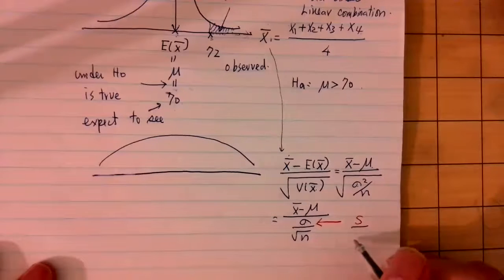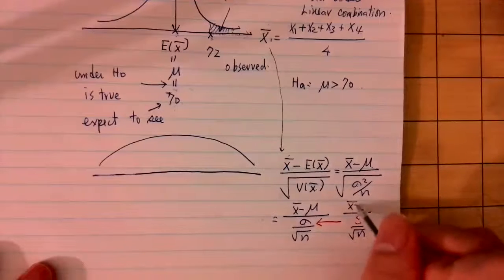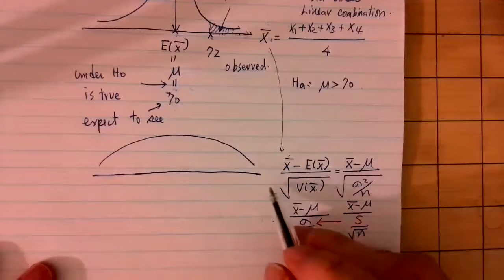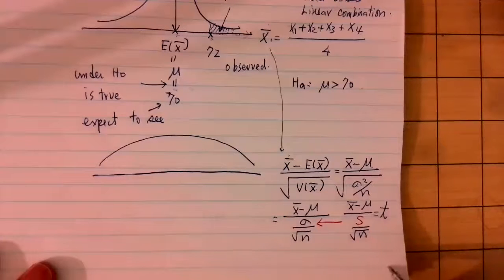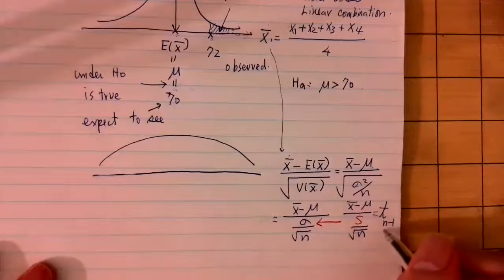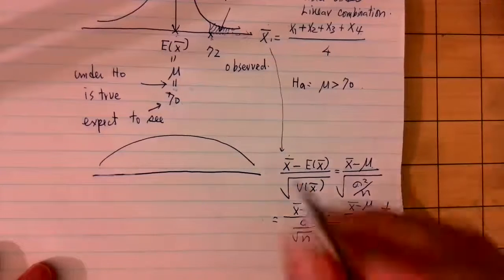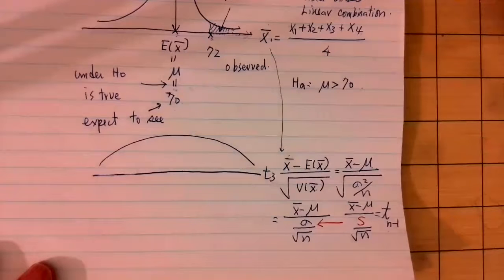By this replacement, the resulting variable no longer follows z. It's actually a t. T with how many degrees of freedom? N minus 1 degrees of freedom. In our case, n is 4, and 4 minus 1 is 3. So the distribution we're going to talk about now is T with 3 degrees of freedom.